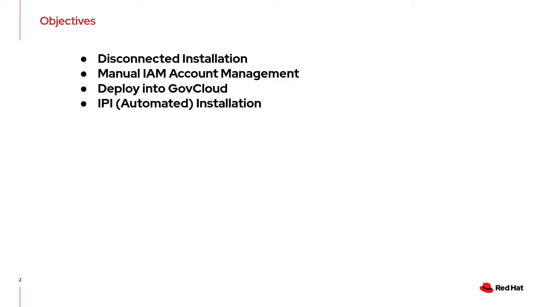This demonstration has four objectives, which are to perform an installation of OpenShift into a VPC that has no internet connectivity, to manually configure service accounts so that we do not hand admin credentials to the OpenShift cluster while maintaining OpenShift's cloud-aware functionality, to deploy into GovCloud, and to successfully perform a fully automated OpenShift installation with the installer provisioned infrastructure installation method.